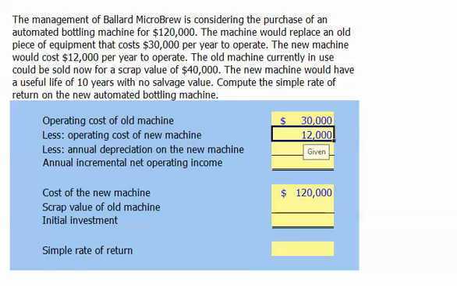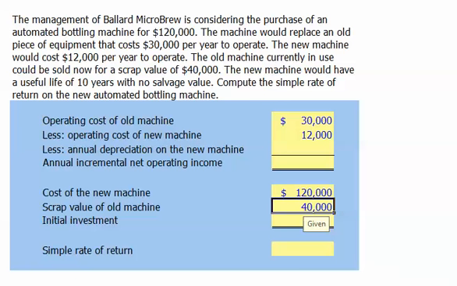The old machine currently in use could be sold now for a scrap value of $40,000. The new machine would have a useful life of 10 years with no salvage value. Compute the simple rate of return on the new automated bottling machine.